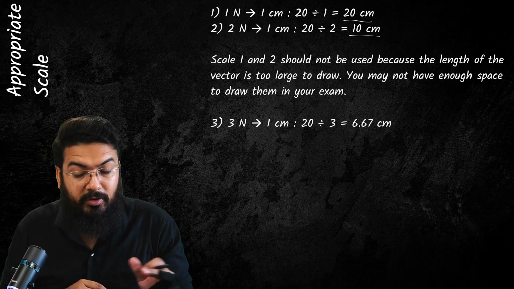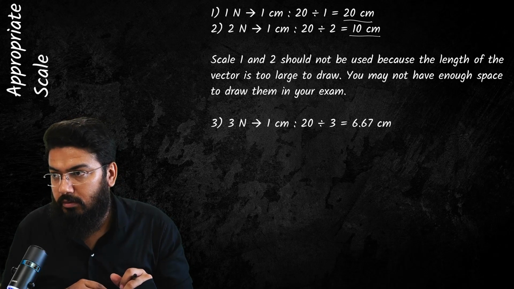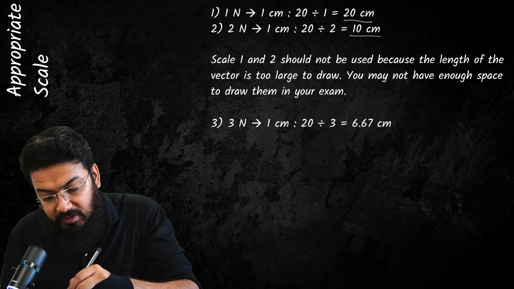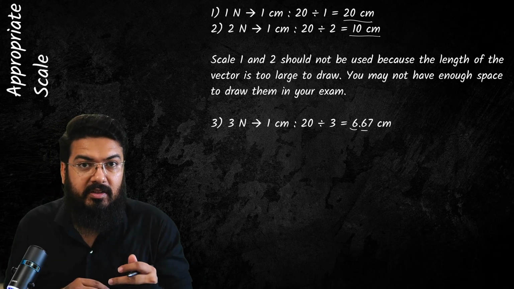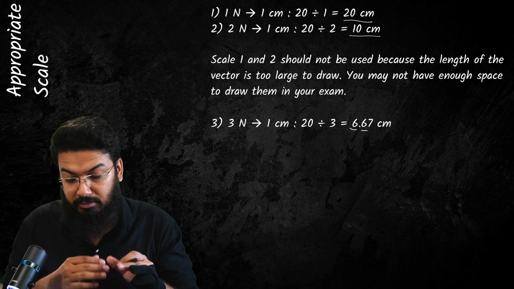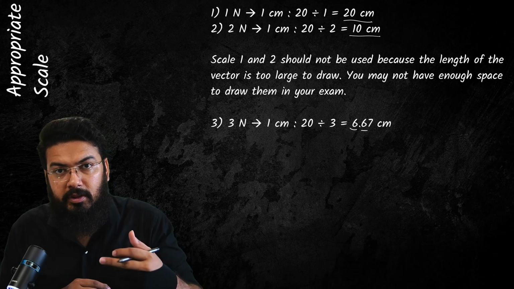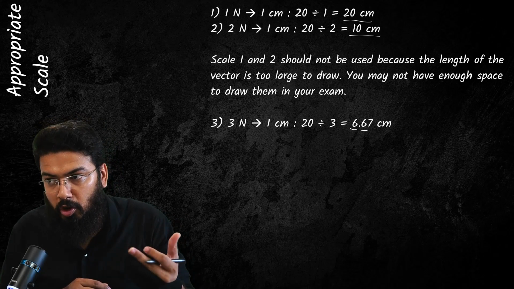Then you have scale number 3. Now scale number 3 is 6.67 centimeters. Now again, you can draw 6.6 centimeters, but you cannot draw 6.67 centimeters using a simple ruler. So there are situations that may require you to use a scale that gives you non-integer values.